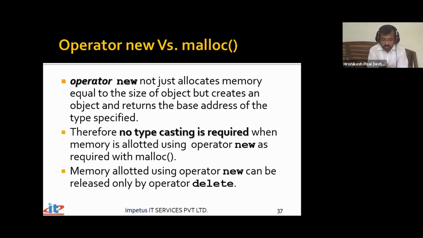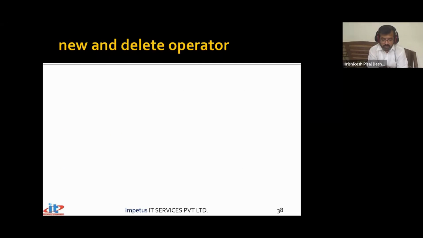Memory allocated using new can be released only and only by using operator delete. So you cannot mismatch. Allocating with alloc and releasing with delete is not possible. Allocating with new and releasing with free is not possible. If you allocate by using new, the only way to release that memory is by using the delete operator.